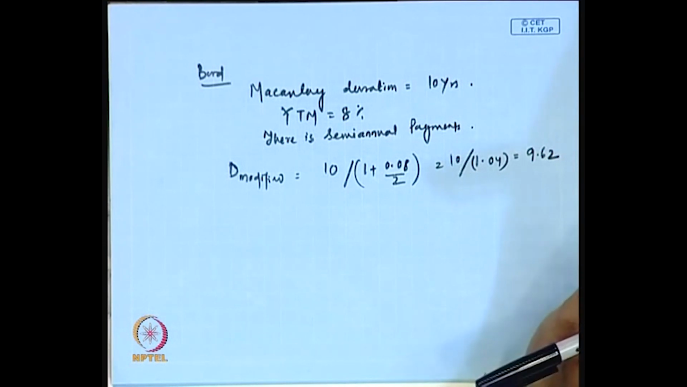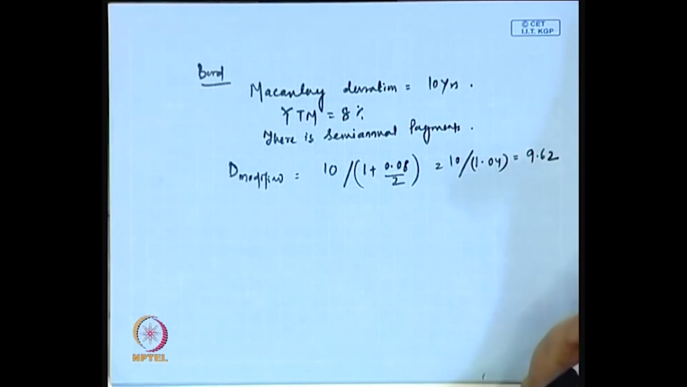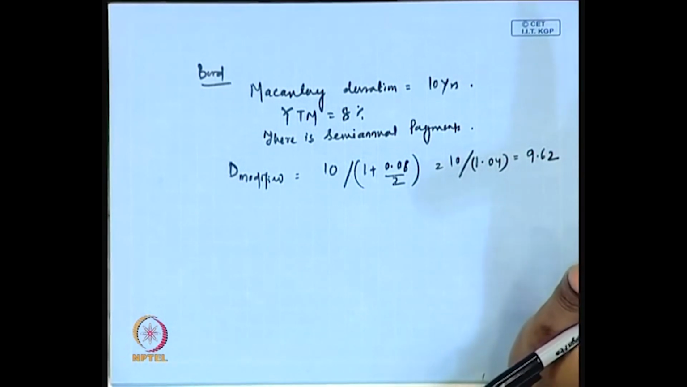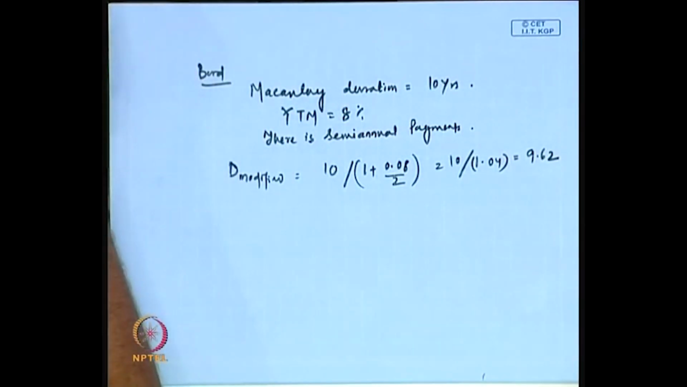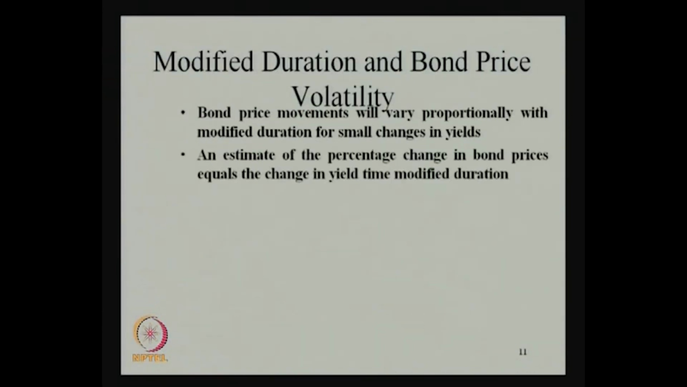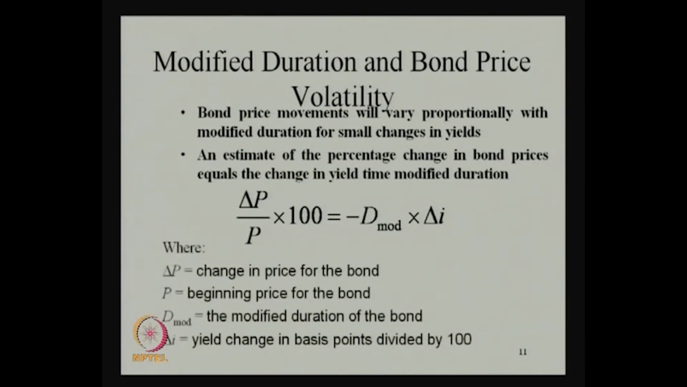What we can generally see is that the price of a particular bond will vary proportionally with the modified duration for a small change in the yield. It basically shows that bond price movements will vary proportionally with modified duration for small changes in the yield. If there is a small change in the yield, the bond price will change proportionally with the modified duration.